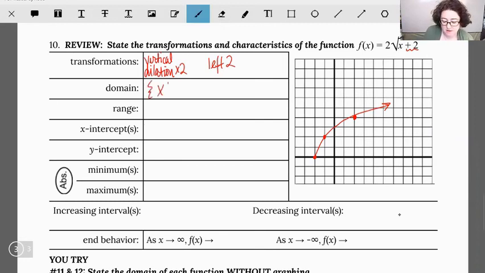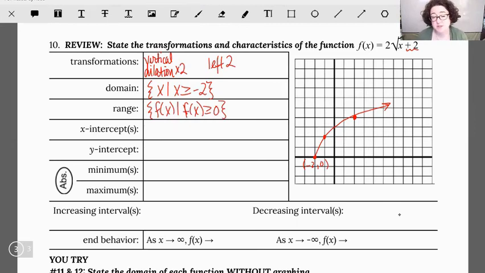Our domain, our x's start at that -2, and we use everything that's bigger than or equal to -2. Same thing for our range. Our y value at our starting point, -2, 0. Y value is 0, and we want everything above that. So f of x is such that f of x is greater than or equal to 0.